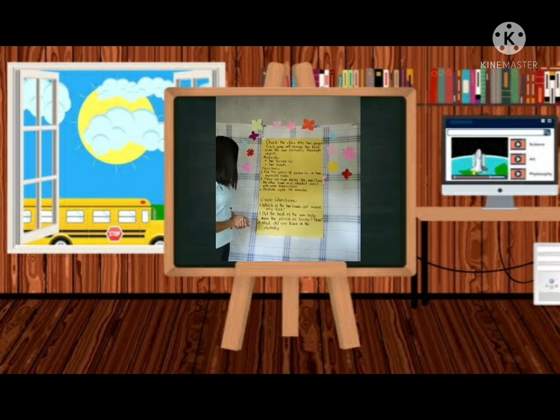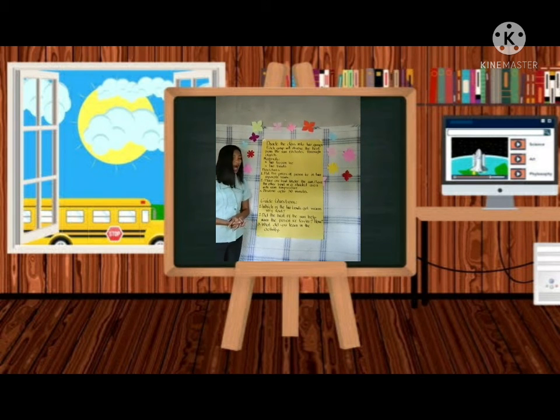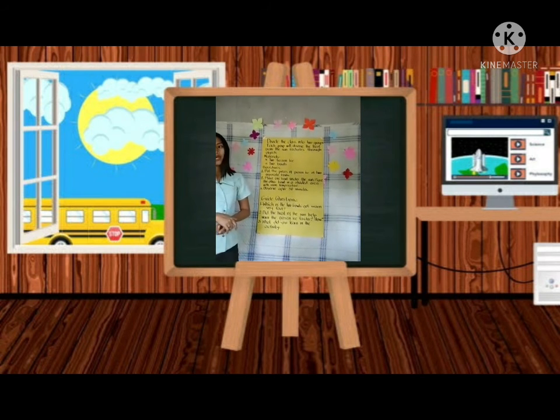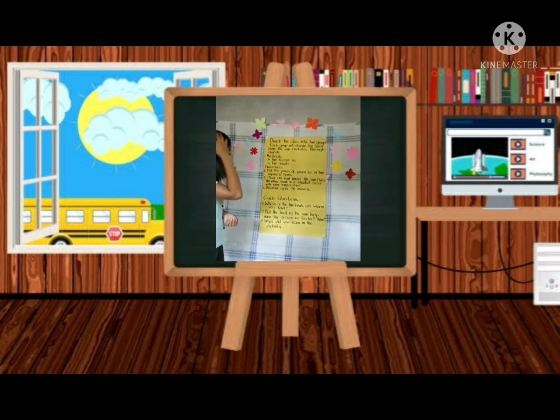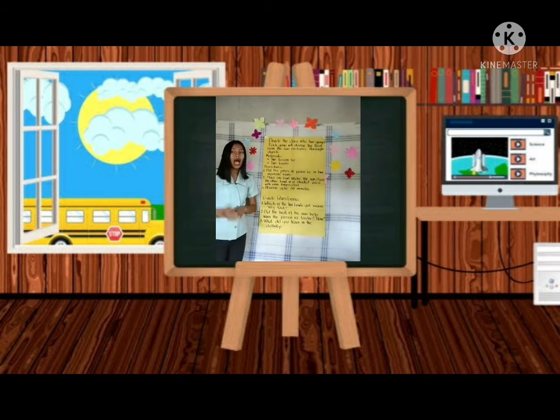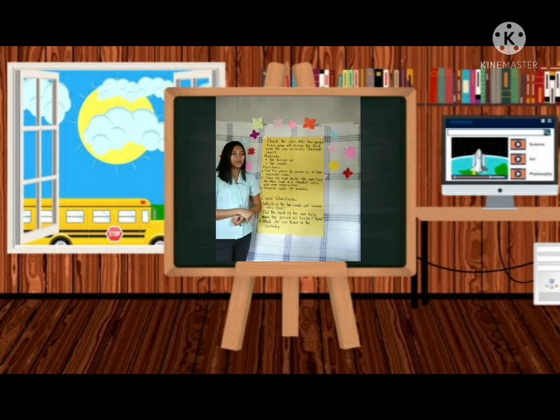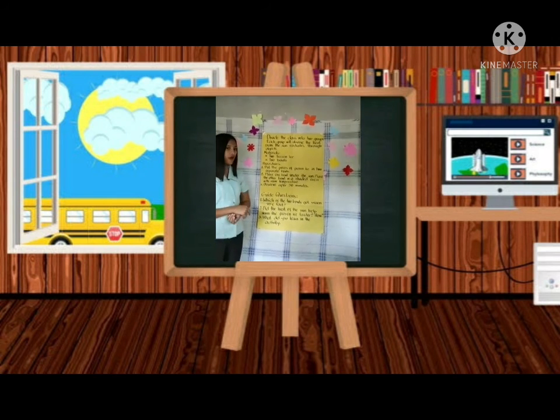So second question. Did the heat of the sun help warm the frozen ice faster? Yes, Angela? Okay, very good. The sun helped warm the frozen ice faster. How? Because it accepts directly the heat coming from the sun, so it will get warm very fast.